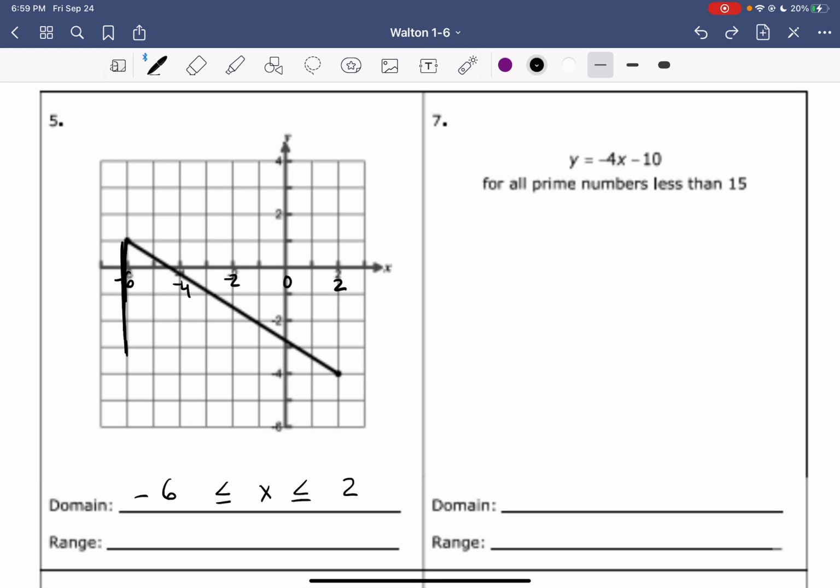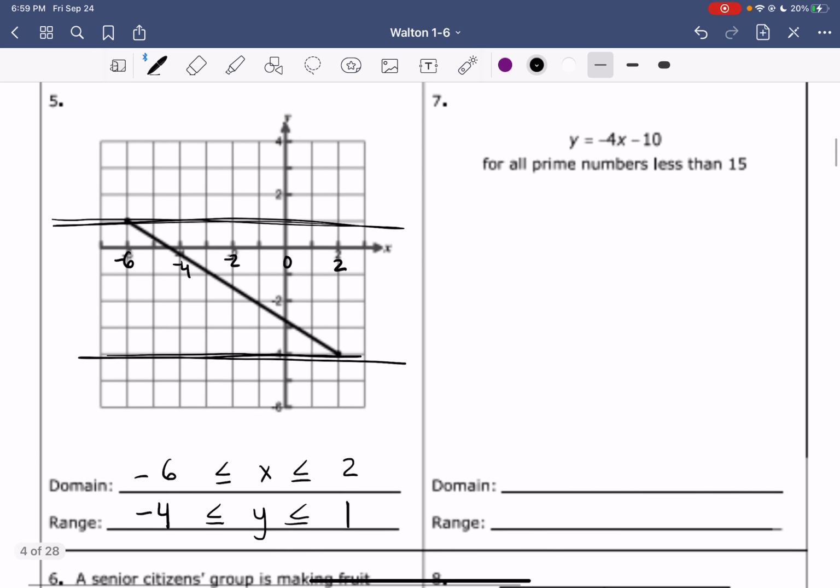But then for our range, now we need to talk about how low, what's the lowest point on my graph, which we see here is -4. And our highest point is now up here at +1. And so our y values are greater than or equal to -4, but less than or equal to +1. Okay.